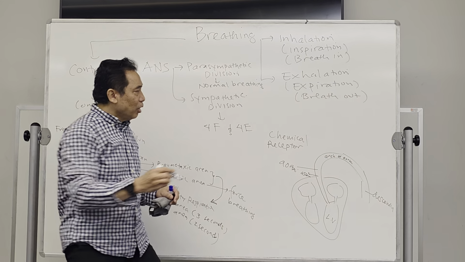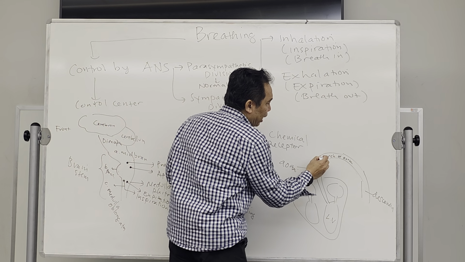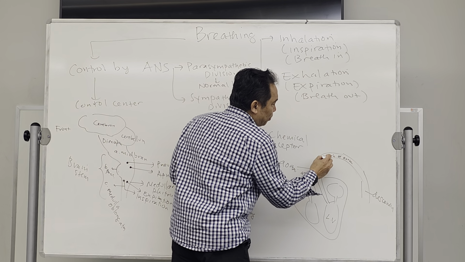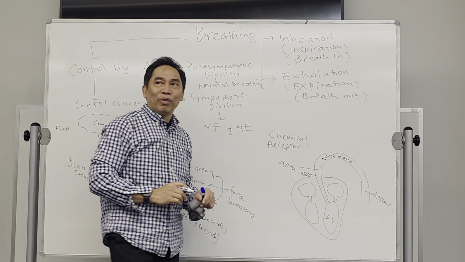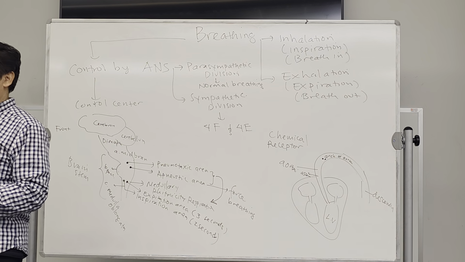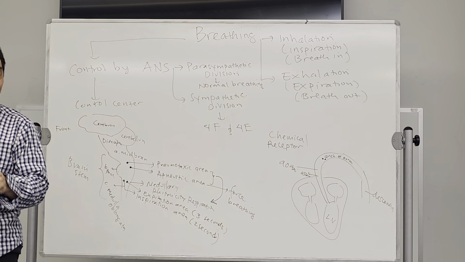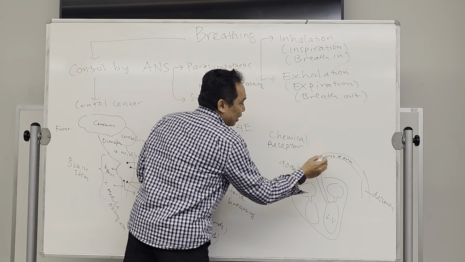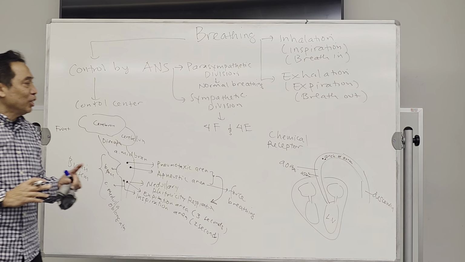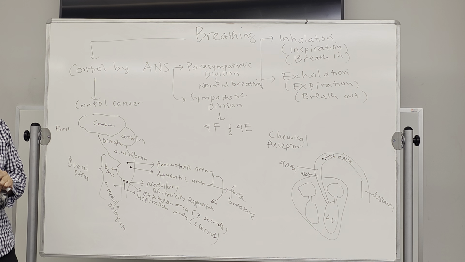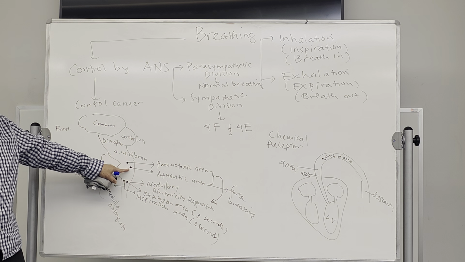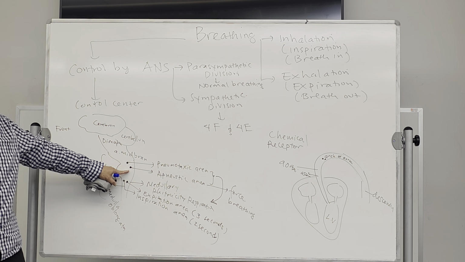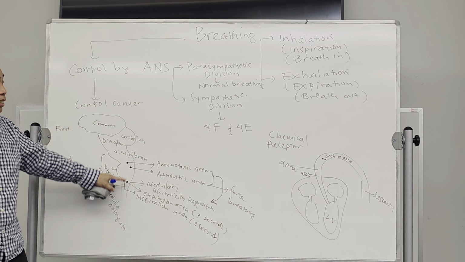Now, in the arch of the aorta, you actually have some receptor for oxygen. It is a chemical receptor. Okay. It will tell us whether we have enough oxygen or not. If we don't have enough oxygen, what happens? This one will kick in. We're going to breathe more, take more oxygen.